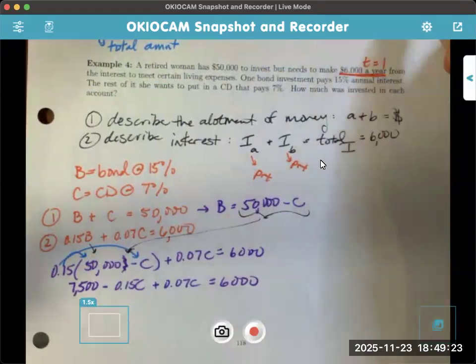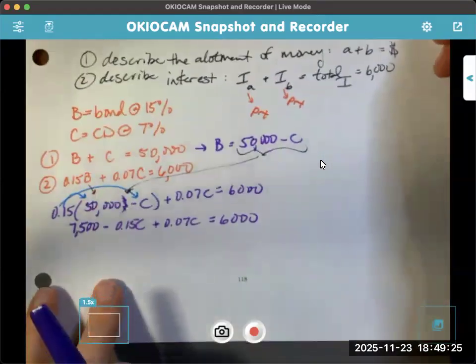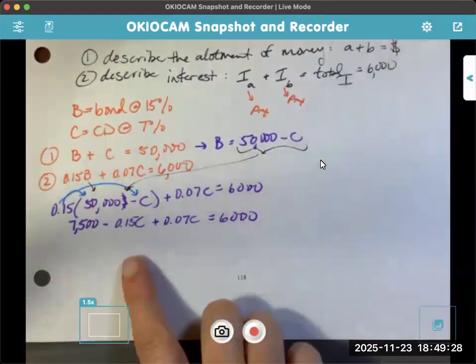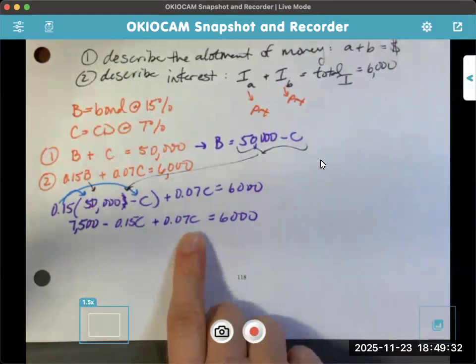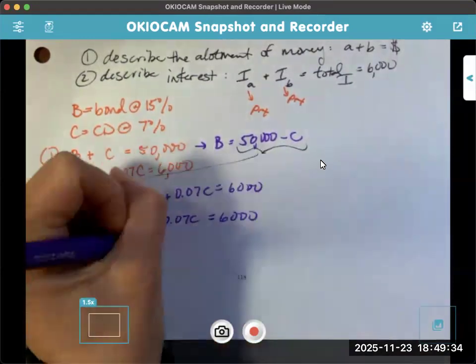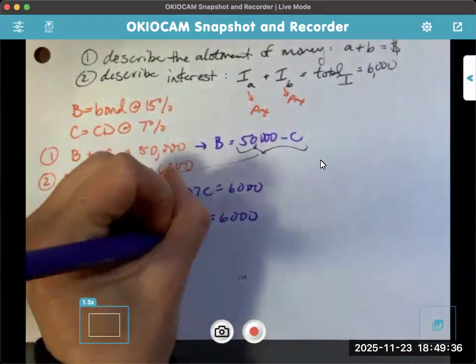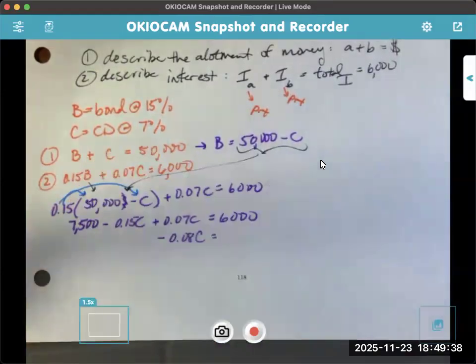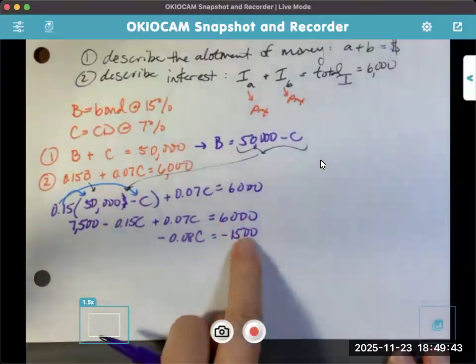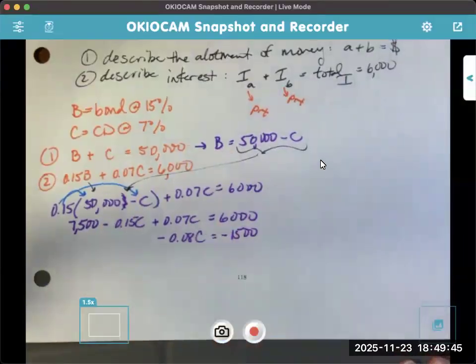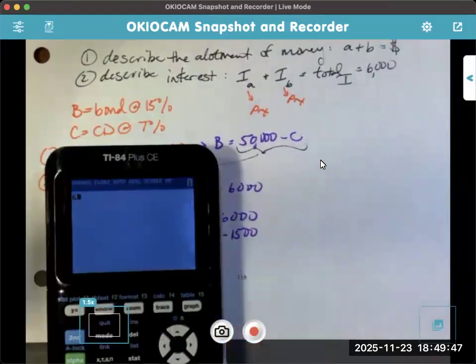Now combining like terms. Let's see. So negative 0.15 plus 0.07 is a negative 0.08C. And then that is a negative 1,500, right? Oh no, sorry. Yeah, 6,000 minus 7,500. Let's just make sure my brain's working.